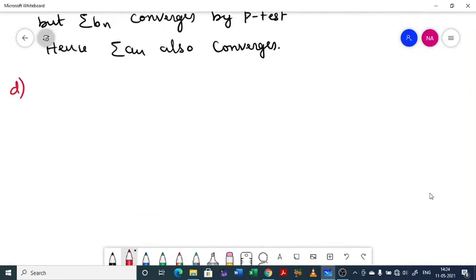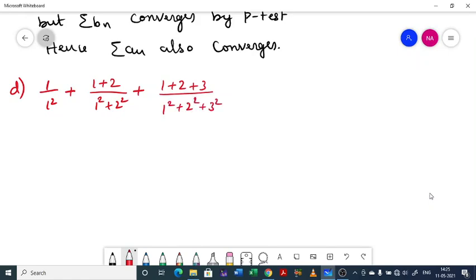So in the last 3 problems, they are similar in the sense of writing the general term, and for bn we got 1 by n cube for all those problems. Next we have a different series, 1 by 1 square plus 1 plus 2 by 1 square plus 2 square plus 1 plus 2 plus 3 divided by 1 square plus 2 square plus 3 square plus and so on. Solution.